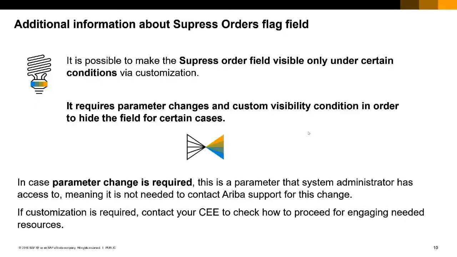As a final note related to the suppress orders flag, we have seen how once it's enabled, which can be done by your system administrator, all users can see it in the requisition header along the purchasing process, preparers or approvers. However, it's possible to restrict the visibility of this field via customization. In case you are interested, contact your CEE to know how to involve necessary resources.